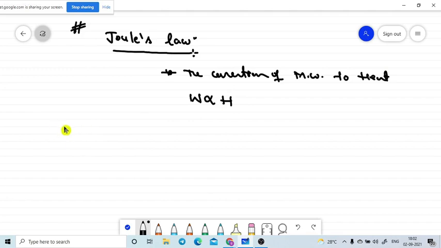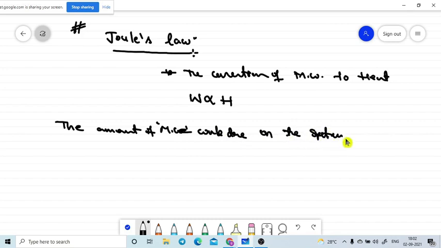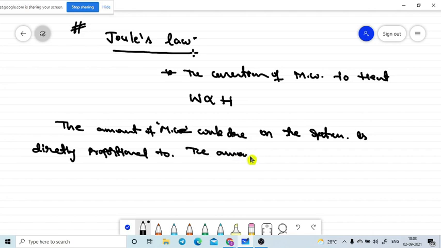The definition of Joule's law: the amount of mechanical work, MW meaning mechanical work, done on the system is directly proportional to the amount of heat produced in the system. So this is what Joule's law tells.